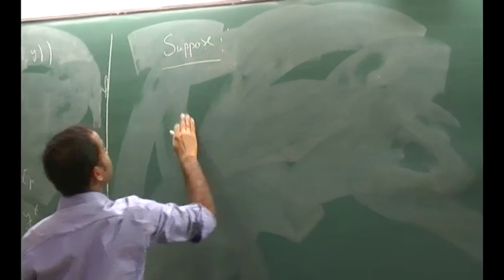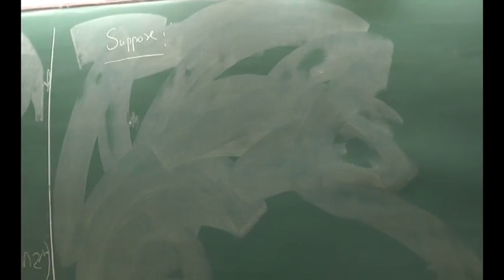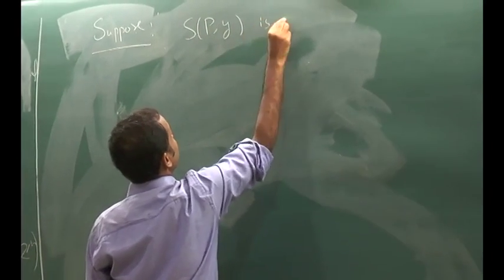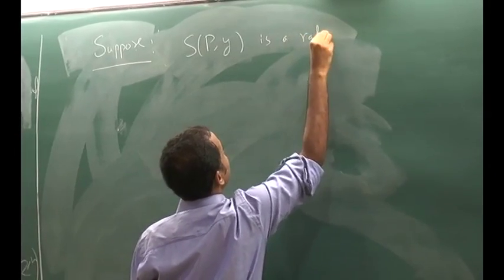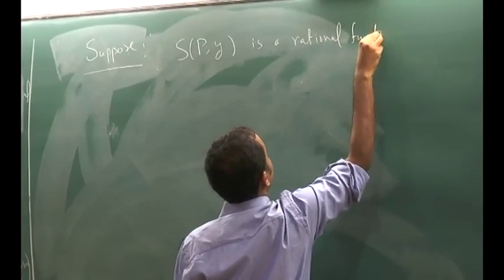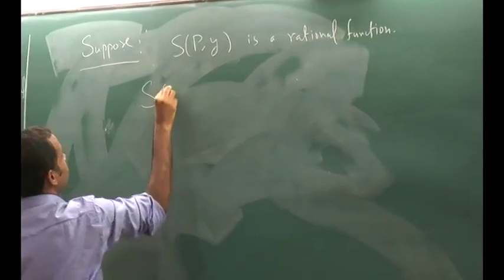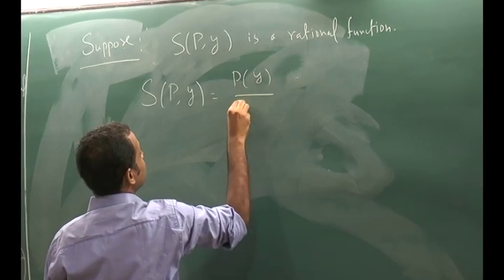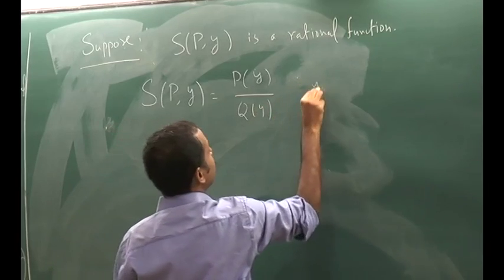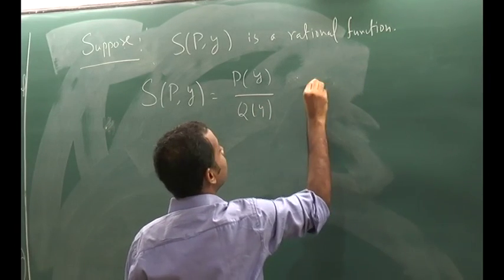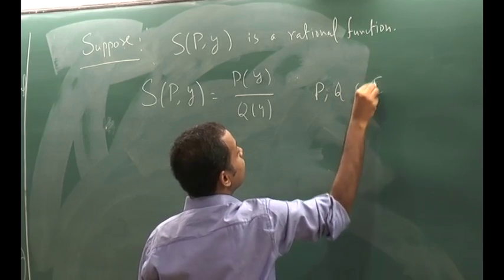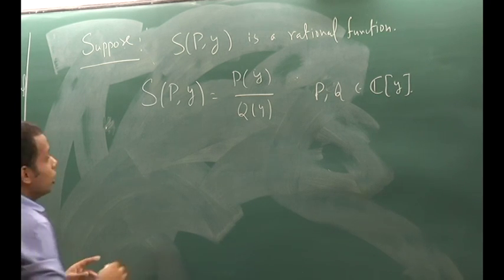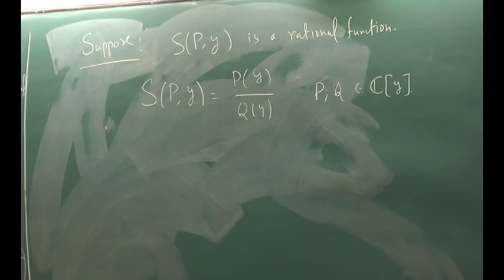Here I'm saying what the theorem implies. Suppose S_P(y) is a rational function. What does that mean? This means that S_P(y) is equal to some P(y) by Q(y), where P and Q are in C[y]. Then I can find a formula for I_P(t).